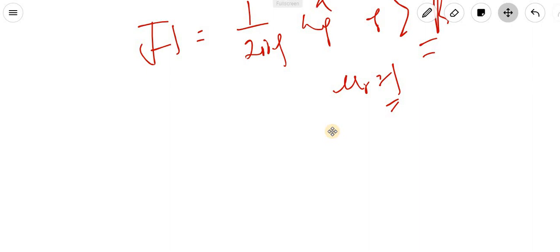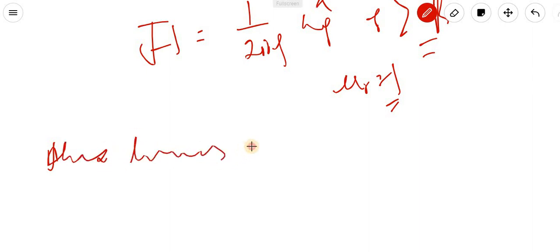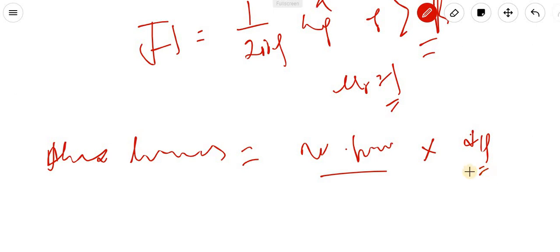Now, the number of turns enclosed here, and here also we have to find the flux linkages. Flux linkages are the number of turns into the flux, the small change of flux. So what would be, because here the number of turns would be 1.